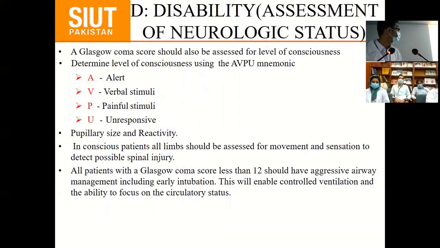The fourth is disability and the assessment of neurological status. We must use the Glasgow Coma Scale to assess the level of consciousness. Level of consciousness will be denoted by the mnemonic AVPU. It includes whether the patient is alert, responds to verbal stimulus, responds to painful stimulus, or is unresponsive. We must check the pupillary size and the pupillary reactivity. In a conscious patient, all limbs should be assessed for movement and sensation to detect any possible spinal injury. A patient with a Glasgow score less than 12 should have aggressive airway management, which includes early intubation. Especially if the GCS is less than 8, the patient requires intubation. This will enable controlled ventilation and the ability to focus on circulatory status.